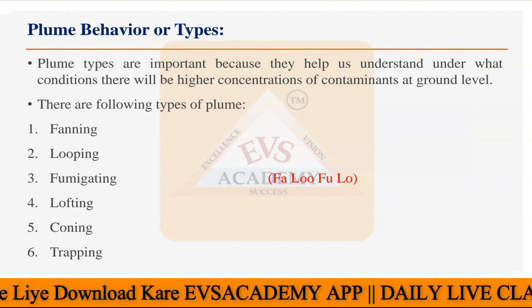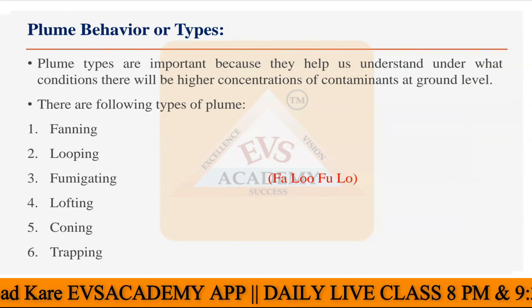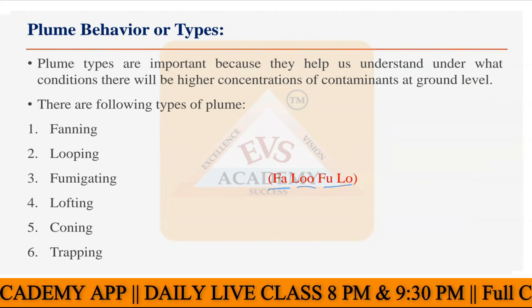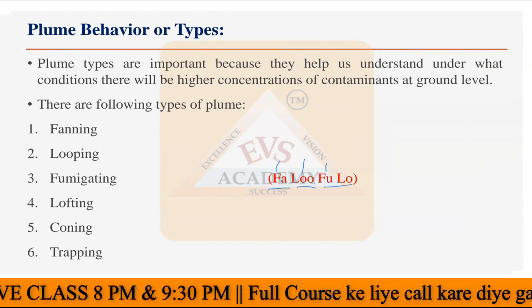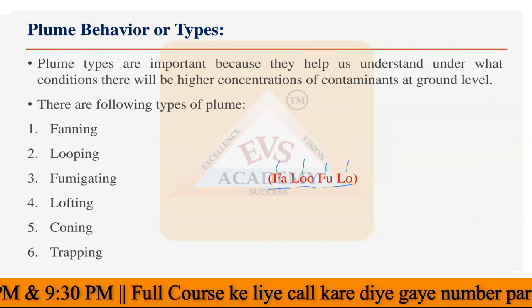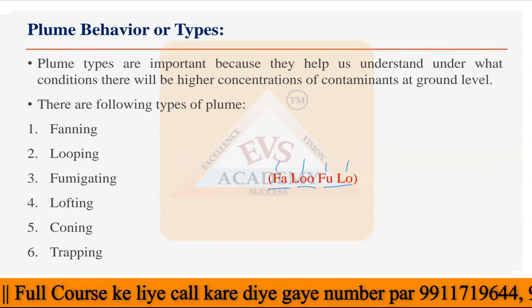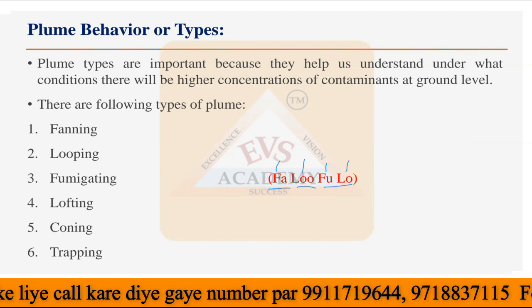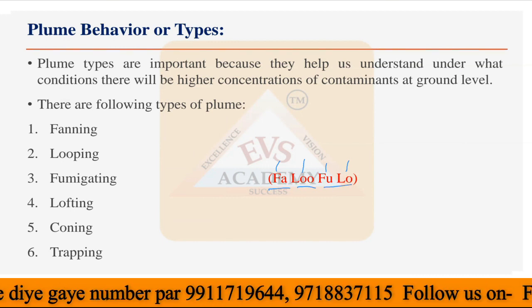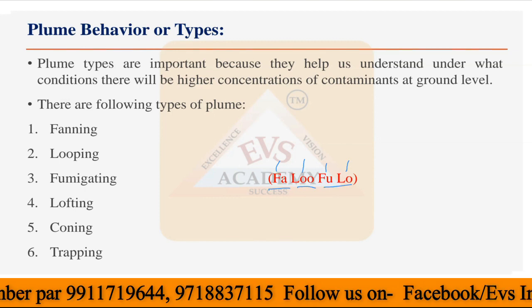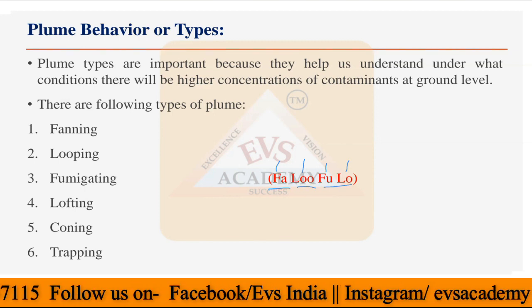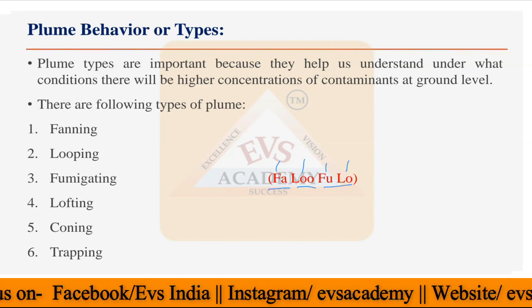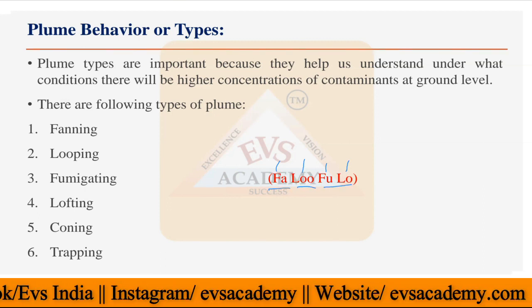And to remember this, we have the following codes. That is, follow: fa for fanning, loop for the looping, fu for fumigating, and lo for the lofting. So fanning, looping, fumigating, lofting, these are the first four. The remaining two you can easily remember, that is just coning and trapping. So one by one in this sequence, you have to remember. First, we will discuss fanning, then looping, then fumigating, then lofting, and then coning and trapping.